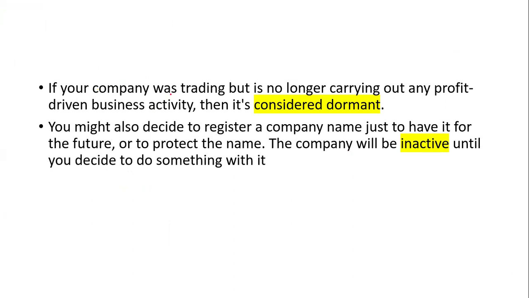So here, what is a dormant company? You know what a dormant company is. If the company was trading but no longer carries out any profit-driven business activity, it is a dormant company. That's why they do not need to maintain financial statements or accounts, because their intention is not to drive profit. In that case, if it is decided to register a company name just to have it for the future, it is to protect the name.